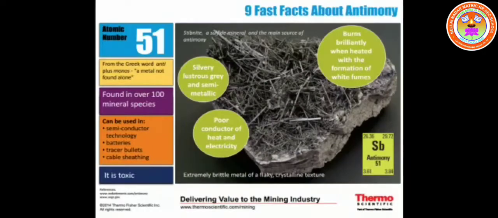So the next one is antimony. What is the symbol for antimony? Sb. Its Latin name is stibium. So what about its nature? It is a silvery, lustrous grey, semi-metallic. It is a metalloid. It is a poor conductor of heat and electricity, and burns brilliantly when heated, with the formation of white fumes.